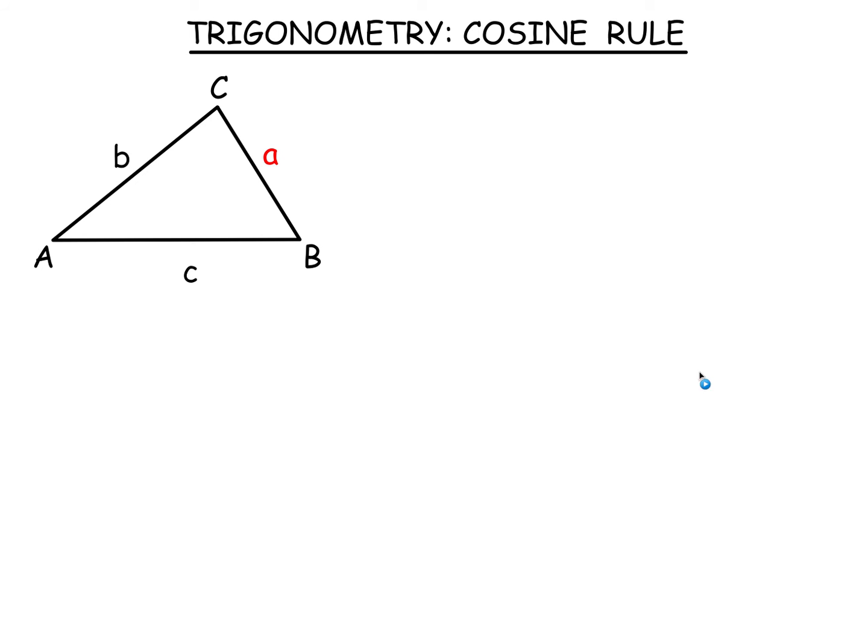Trigonometry involves triangles. It relates the angles in a triangle to the sides of the triangle. Here's the usual triangle ABC that we had when we looked at the sine rule in the previous video. So this video is looking at the cosine rule.